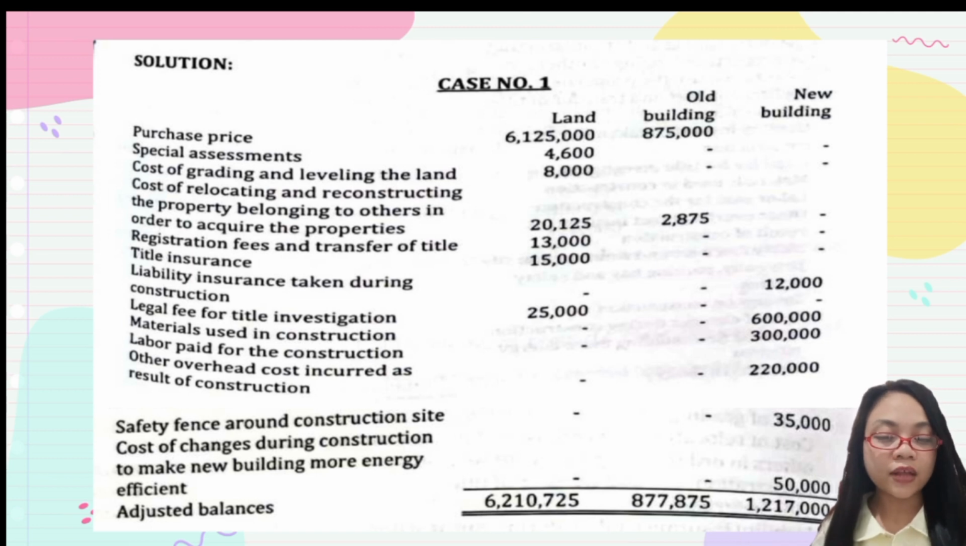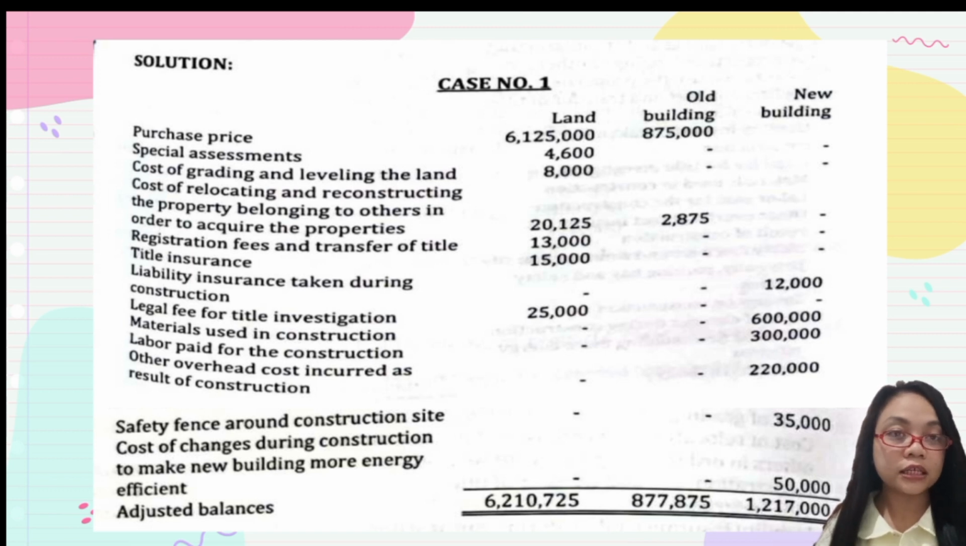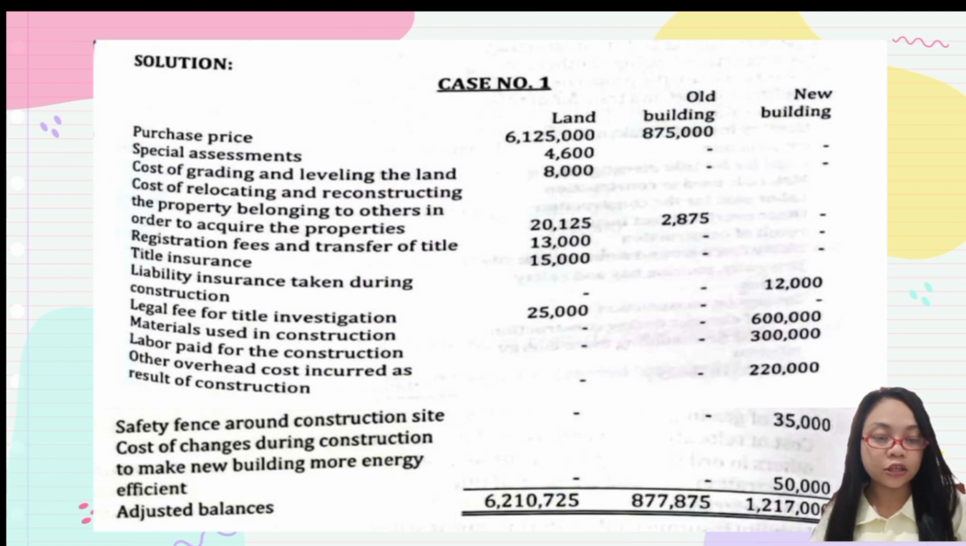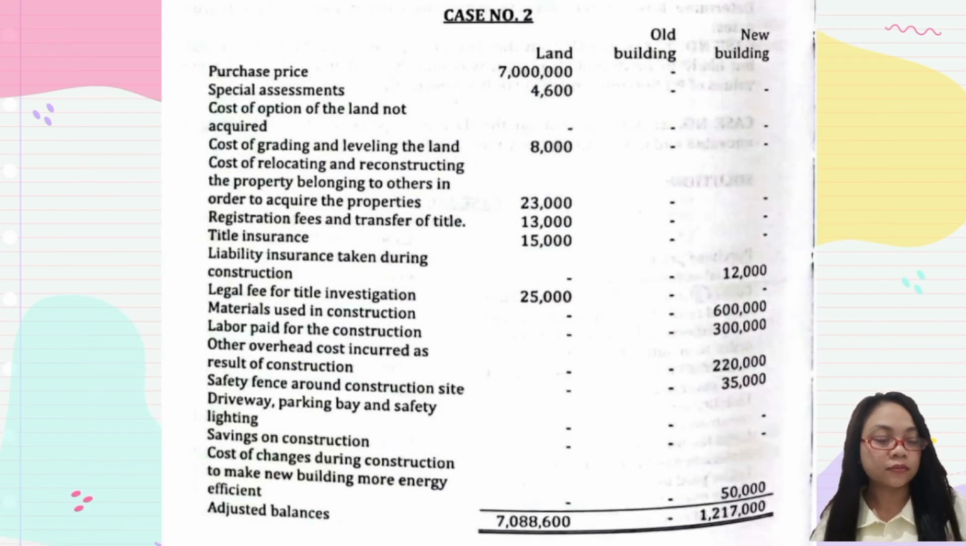Then, the cost of option of the land not acquired is charged to expense since, di ba, attributable na siya as part of the cost sa property if the land is acquired. So, if not, it is just charged to expense. Then, the savings on construction is ignored or overlooked in the computation because of its inconsistent nature, and because it will reduce the overall cost of construction.